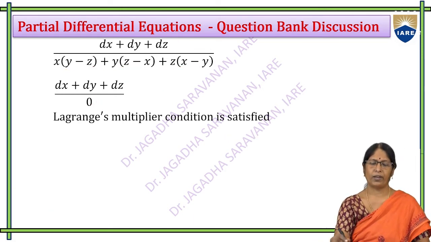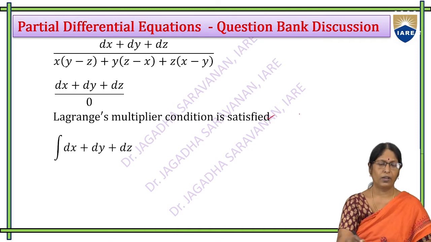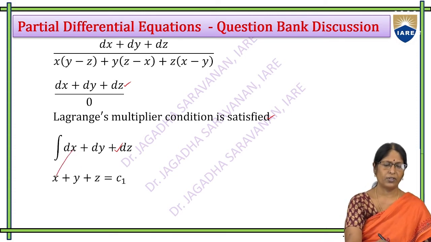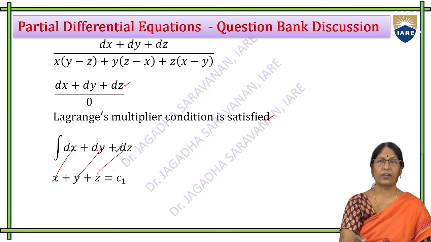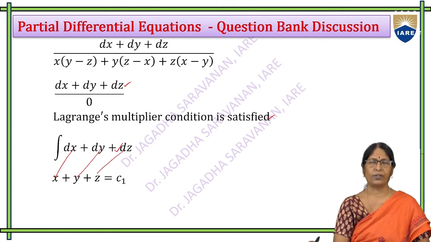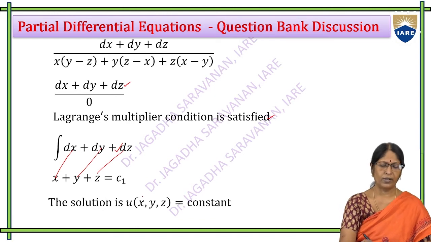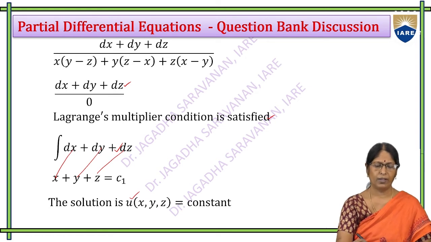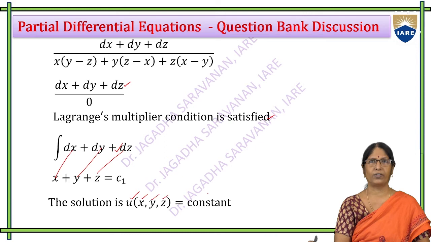So the Lagrange's multiplier condition is satisfied, which is written here. We are integrating the numerator. After integrating, dx integration gives x, dy gives y, dz gives z, which is equal to a constant. One result we obtained: u of all the three members' participations, x comma y comma z, equal to constant. One solution we obtained. We need two solutions, and then we will move to the general solution. So these are the steps we are following while solving the problems.